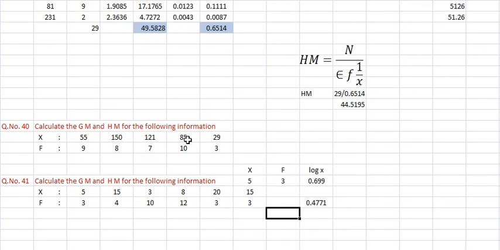So I assigned you for this in this presentation 40 and 41, harmonic mean, geometric mean. This was which kind of question? Ungrouped data. In the next class I will show you how to find the geometric mean and harmonic mean for continuous series. Which series? Continuous series. Thereby, if I cover those two, then your measures of central tendency chapter is over. Thank you.